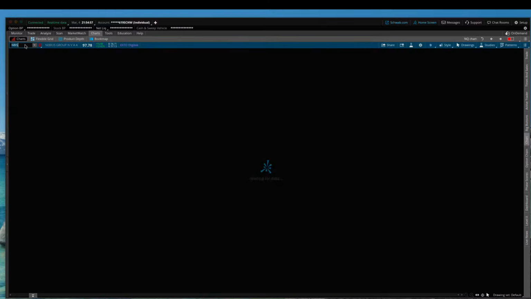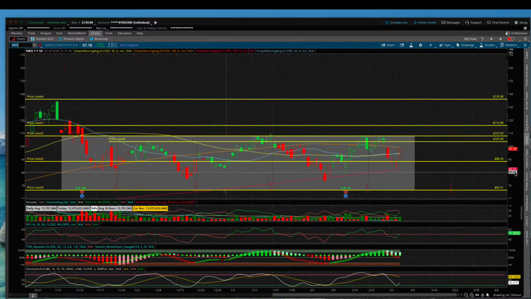Okay, NBIS. NBIS in this chop area had a nice indecision candle yesterday. Confirmed it today upside. Okay, it gets past this 99.21. You go 103.50.